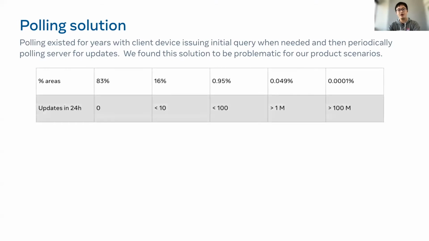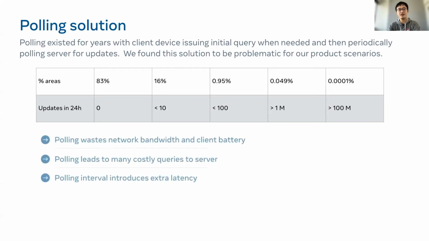When looking at the parts of the social graph being queried by end user devices, most parts are pretty static. Only a small proportion of the social graph is being mutated at high velocity. Therefore, polling will lead to a lot of wasted queries, which do not return any new data. This is a waste of network bandwidth and client battery.